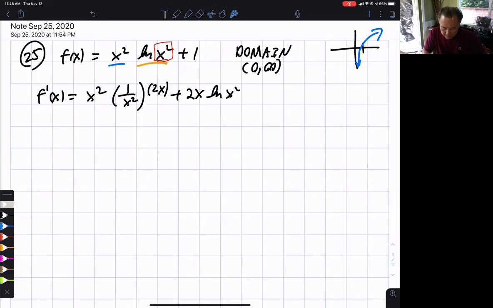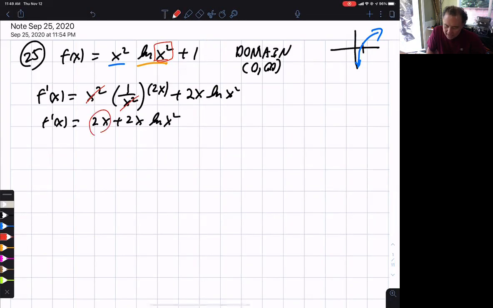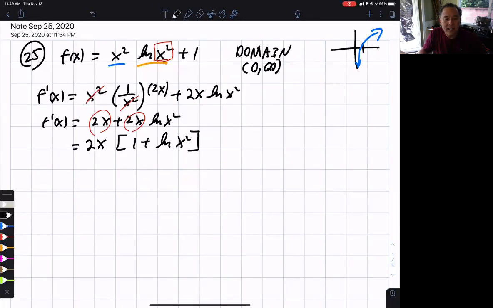Let's do some simplifying. That x squared and that x squared cancel. So this is becoming very beautiful. We will notice that both of these have a 2x in it. So we factor the 2x out, and we're left with 1 plus ln of x squared. How nice is that?